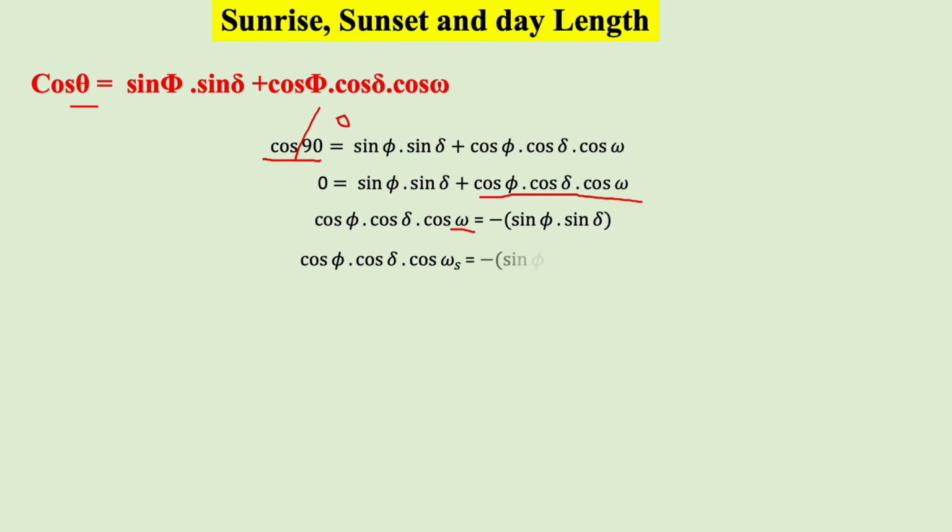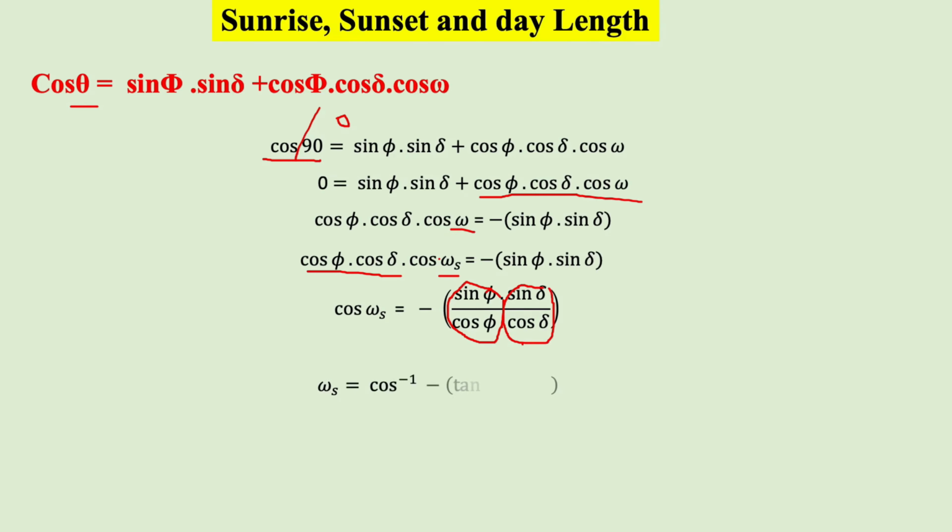Then further, in place of omega we have to write omega s. The omega s defines that it is no more an hour angle. Actually this is the angle from sunrise to solar noon, half part of it. So if we resolve this equation, we have cos omega s, and if we take the term cos phi cos delta to the other side, we have sin phi sin delta divided by cos phi cos delta. From trigonometry we know that sin phi by cos phi is tan phi, and sin delta by cos delta is tan delta.